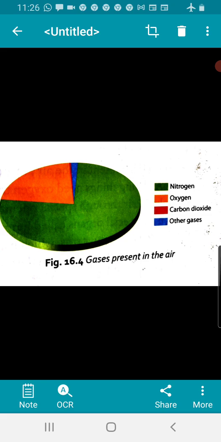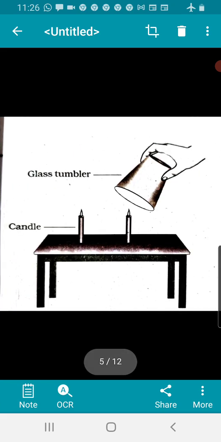So, now let's see one by one how we can come to know that oxygen and other gases are present in the air. The first one we'll see is oxygen. Take two small candles of the same length on the table. Light both the candles. Cover one of the candles with an inverted glass tumbler. Observe both the candles carefully.